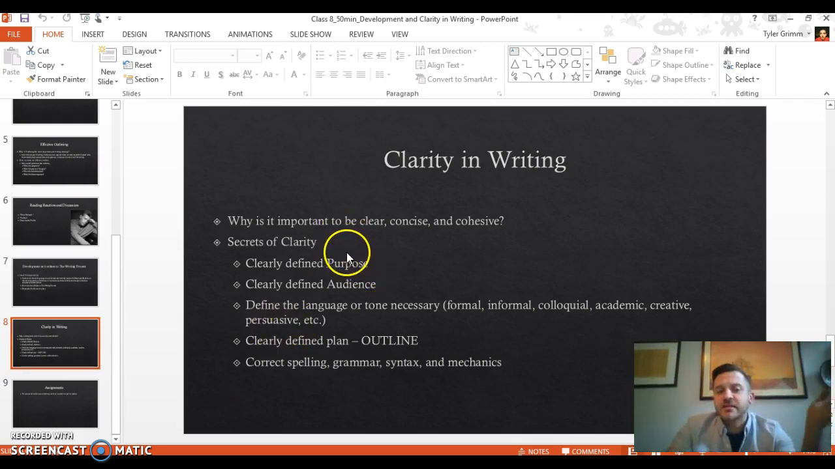So your purpose, having a clearly defined purpose helps with clarity. Having a clearly defined audience, defining the language or tone necessary, having a plan. Like I said, I'm an advocate for outlining, but you don't have to. And essentially what this does is once you have all of this preliminary stuff figured out, it makes the approach much more efficient, and that's what I want you to be thinking about. I can't stress enough how much all of this keeps coming back to author, audience, and purpose.